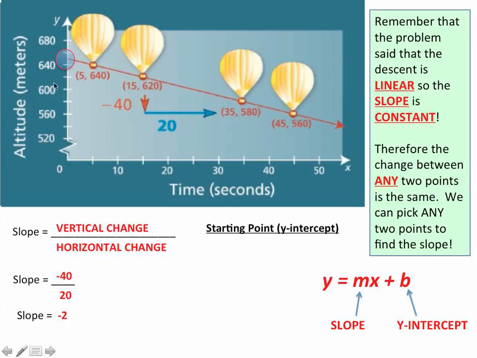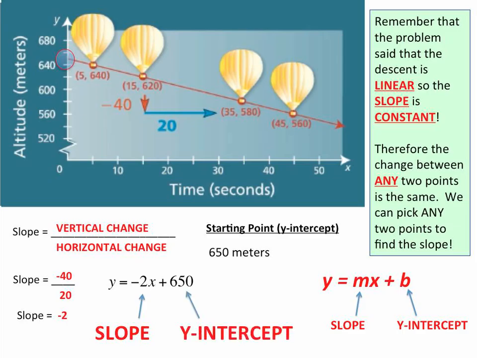If you look here closely, 600, a line, and then 640. So each line is 20. 620, 640. This line here would be 660, so it looks like it hits between 640 and 660. Let's call it 650. So that would be the starting point. So very simply, the slope-intercept form would be y equals negative 2x plus 650. There's your slope. There's your y-intercept.